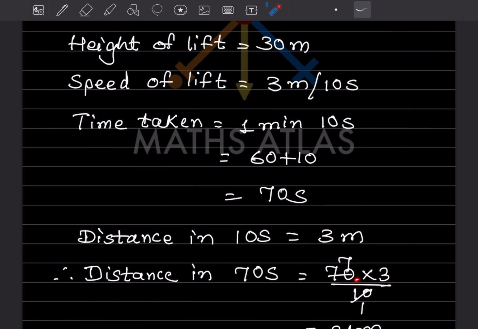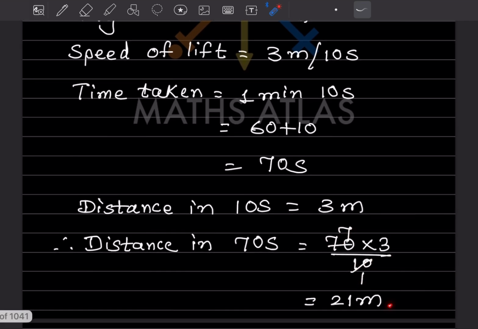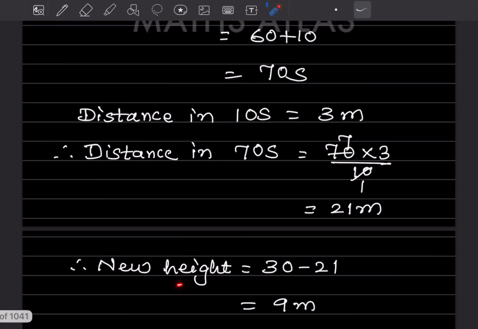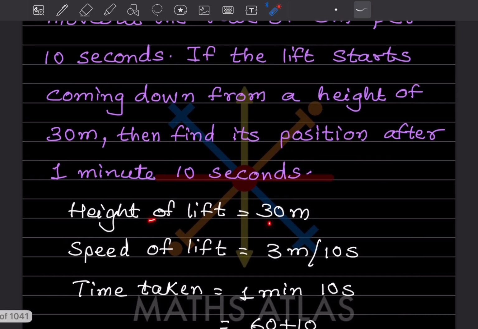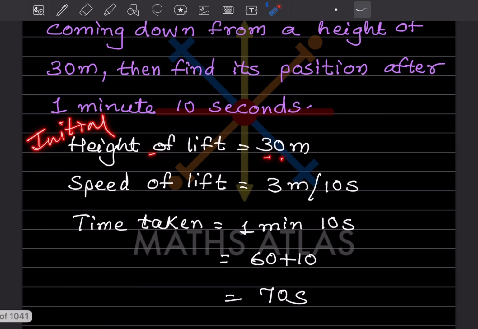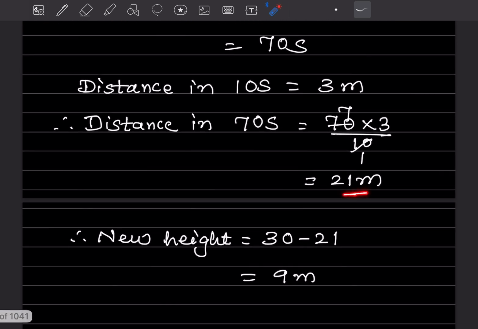So 70 into 3, because many of them get confused over here about where to write this, whether in the numerator or the denominator. So 70 into 3 divided by 10. That is going to be 21 meters. So we can say the new height will be, what was the initial height of the lift? That is 30 meters. And now the new one is going to be minus 21. So that is going to be 9 meters.